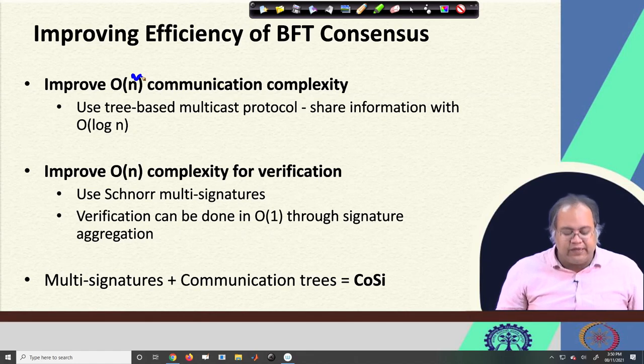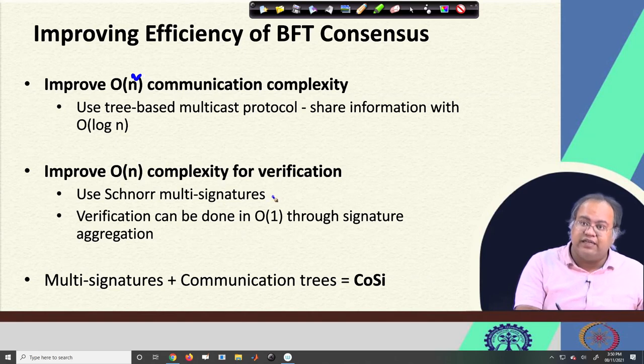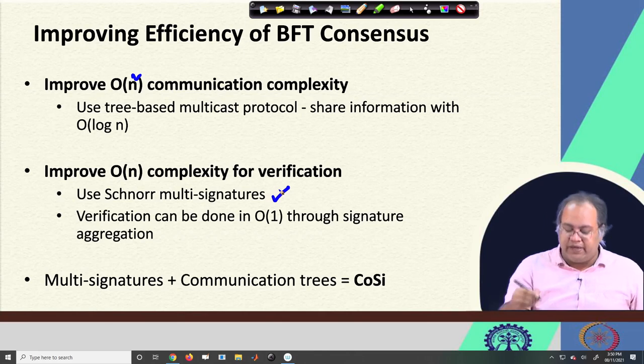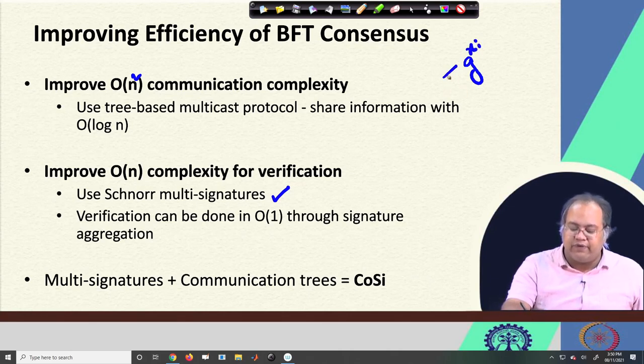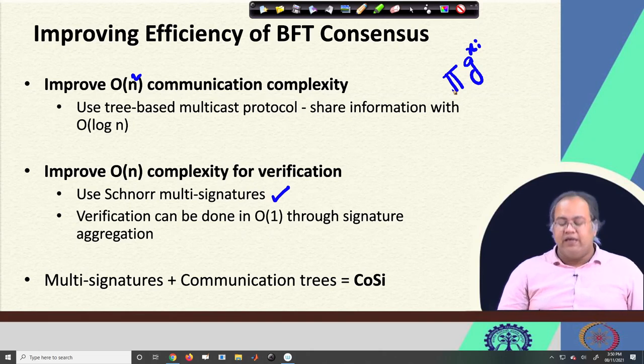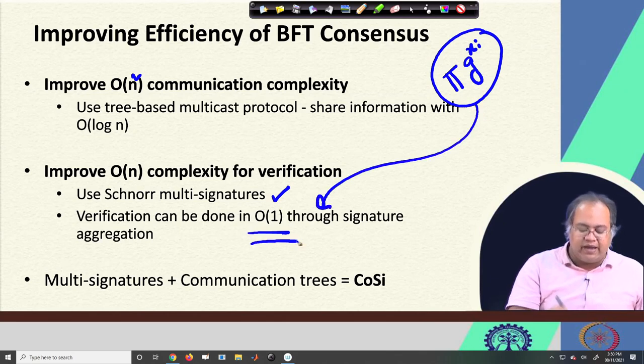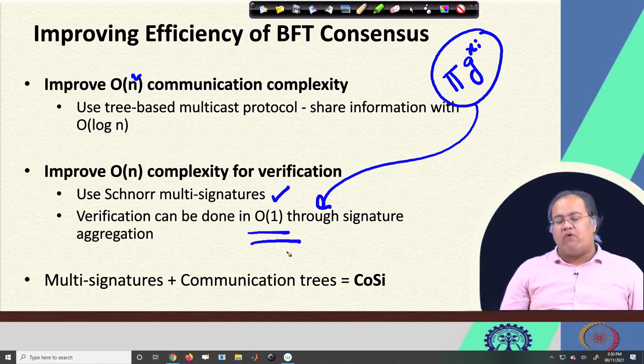Now, to improve the verification complexity, we use Schnorr multisignature. Now, the idea of the Schnorr multisignature, as we discussed in the context of COSI, is that you can generate a collective public key. So, if the public key for individual signers is g to the power x_i, then my collective public key is the product of g to the power x_i. So, once I have this collective public key, I can use it to directly verify, and that way my verification complexity would be O of 1.